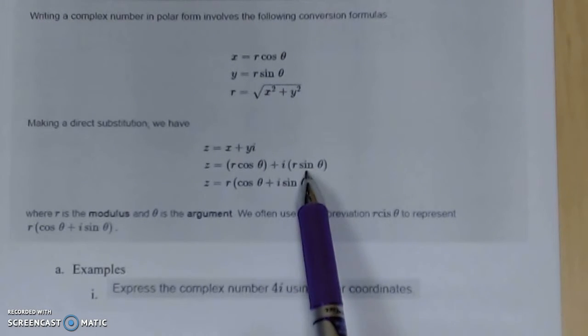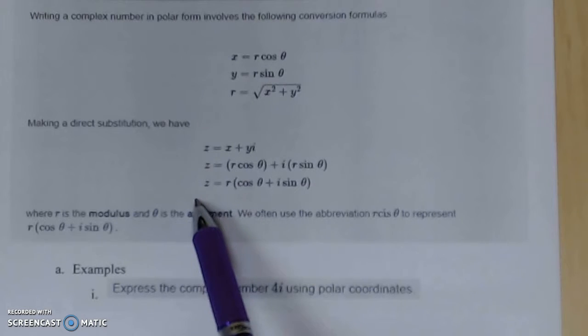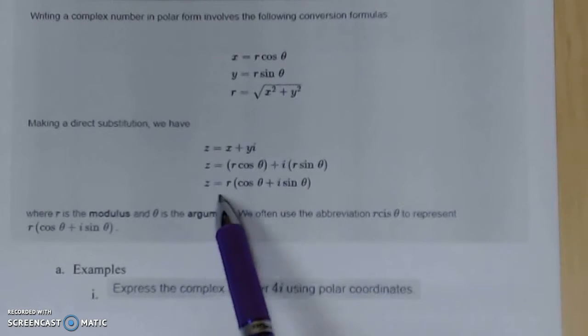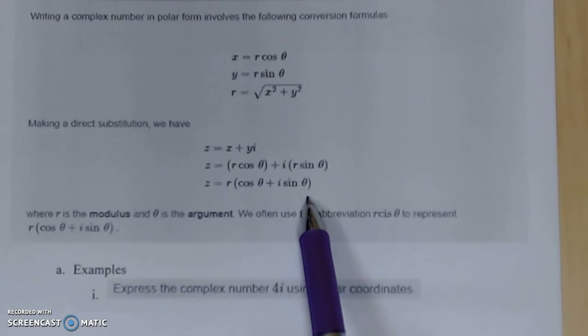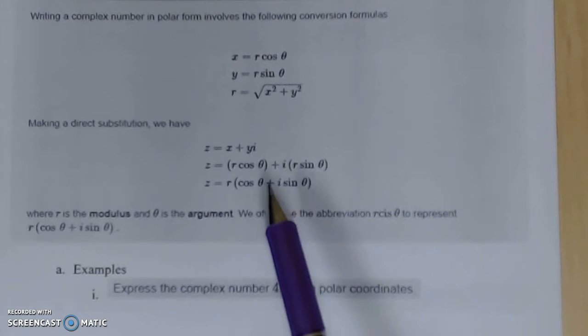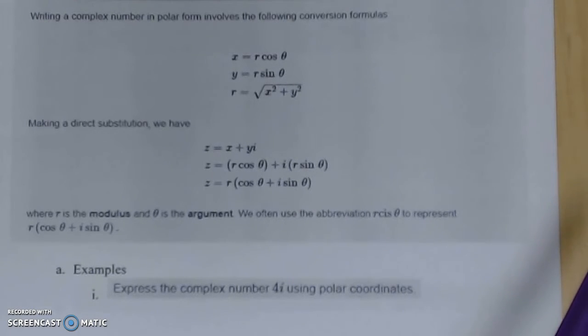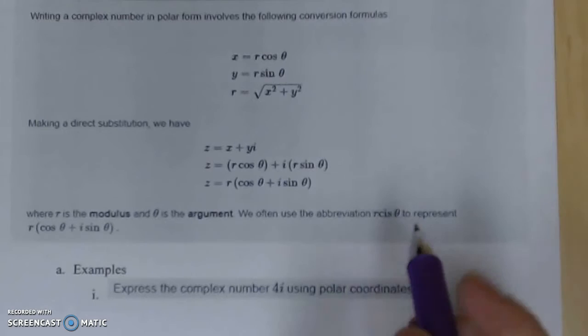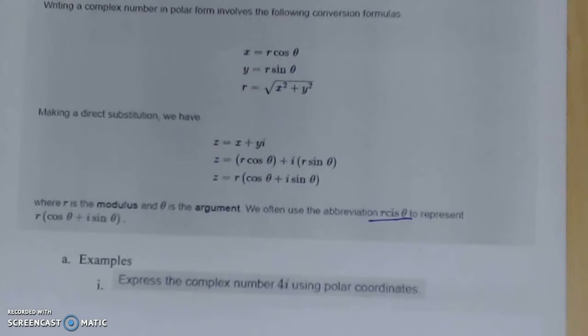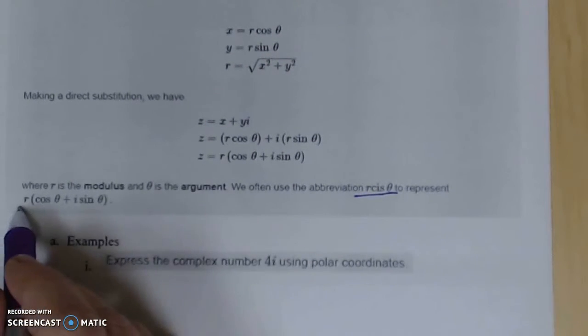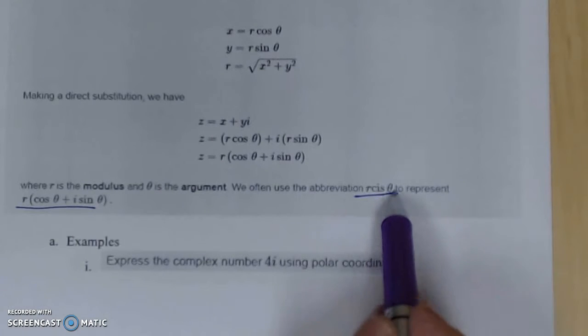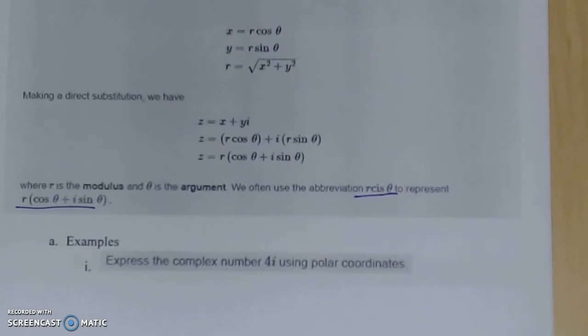So I'm going to plug those in, factor out the r, and I now have my complex number written in polar form, where r is the modulus and theta is the argument. We also use the abbreviation r cis theta to represent this form. So there is a shorthand for it, and this is the shorthand we will be using.